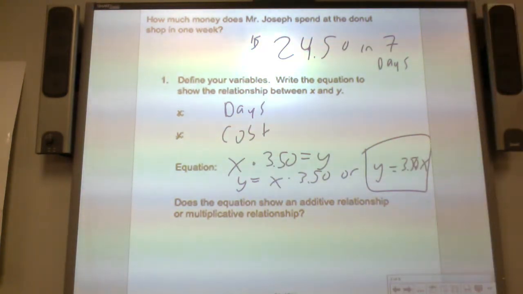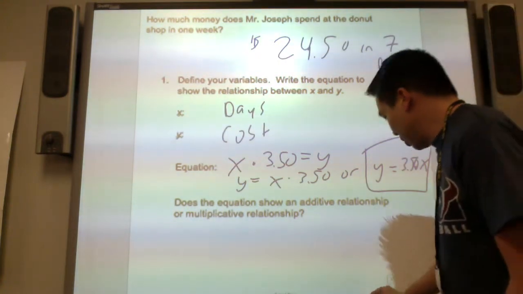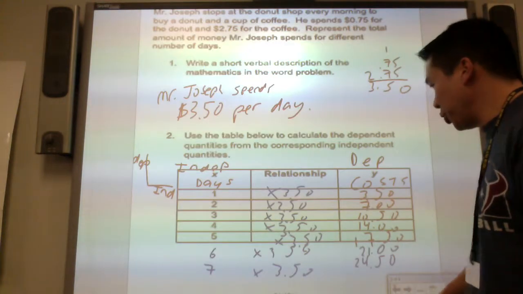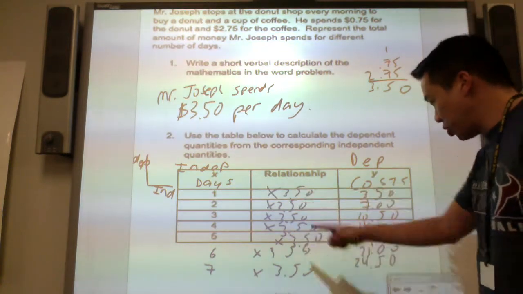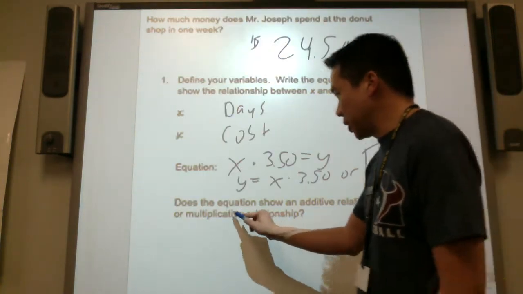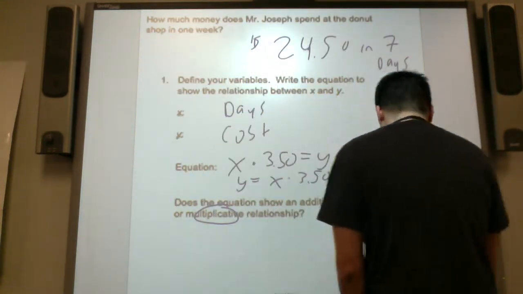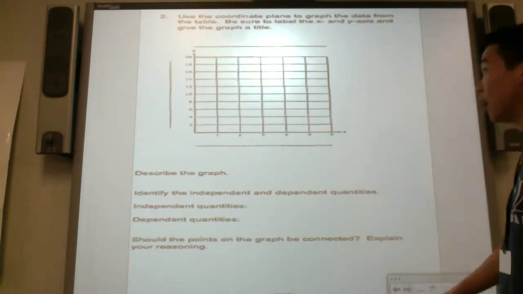Does this equation show an additive or a multiplicative relationship? To do this table, are you adding or are you multiplying? It seems like we're multiplying, we're building up. So it's a multiplicative relationship. Next page. Question.